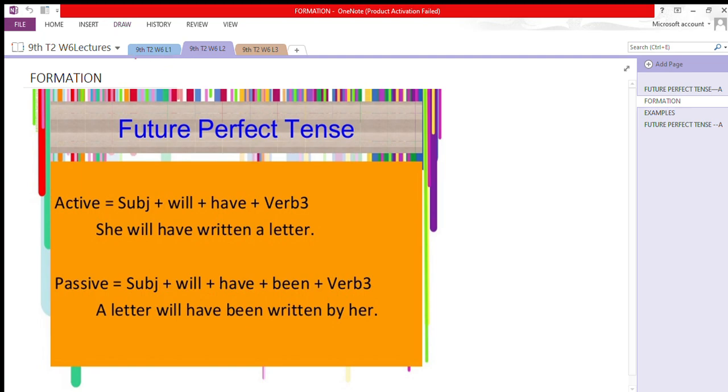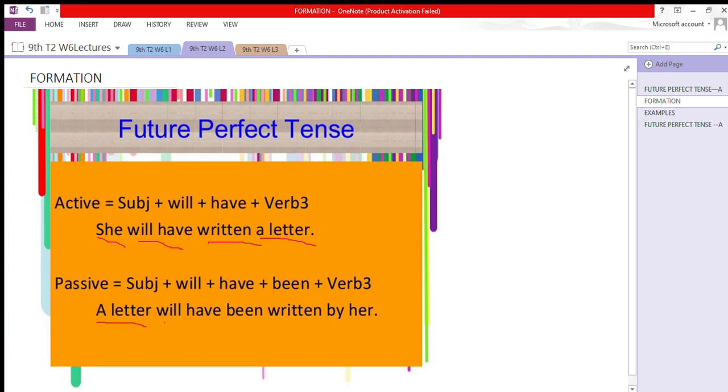Now, if you look at this sentence, she will have written a letter. Now, you have the subject. As you know, we use will have in future perfect tense, past participle, and then here you have the object. Now, when we change the voice, you know that there are four changes that take place. Those four changes are the subject becomes the object and the object becomes the subject. Now over here, this is the object, a letter. But when you'll change it into passive voice, a letter will be treated as the subject.